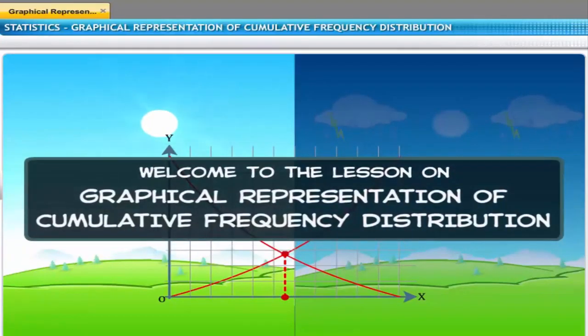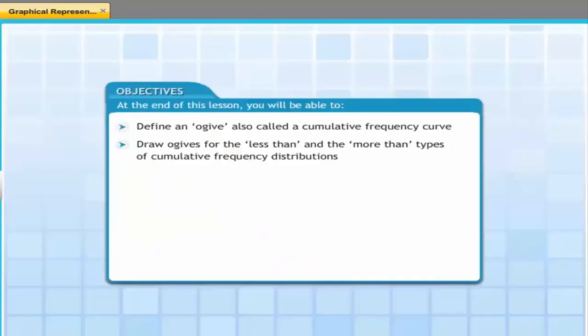Welcome to the lesson on the graphical representation of cumulative frequency distribution. At the end of this lesson, you will be able to define an ogive, also called a cumulative frequency curve. You will also be able to draw ogives for the less than and the more than types of cumulative frequency distributions.